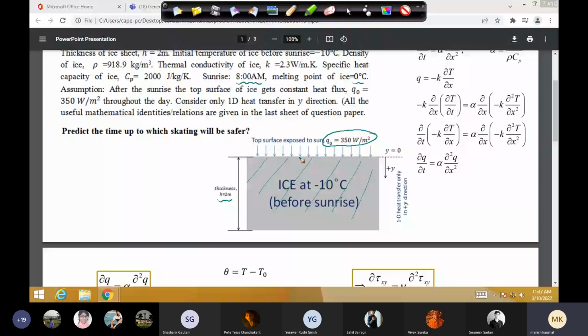The time after which the top layer temperature will become equal to what? 0 degree. 0 degree. Wonderful.